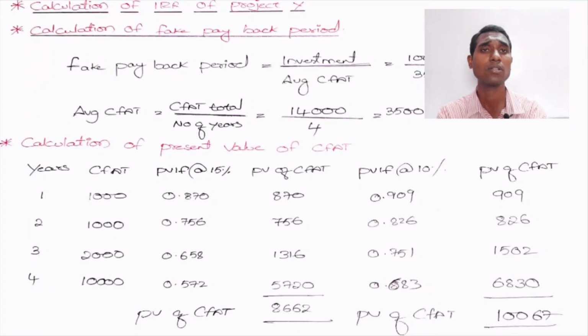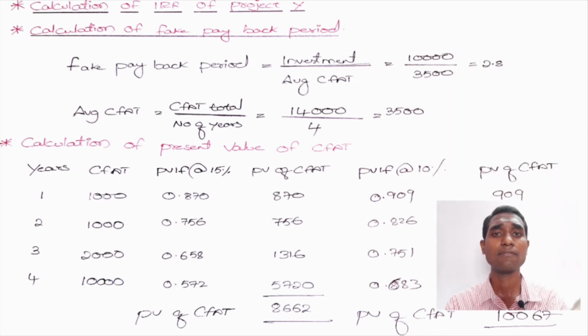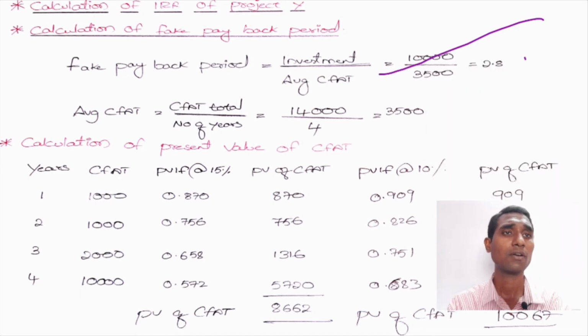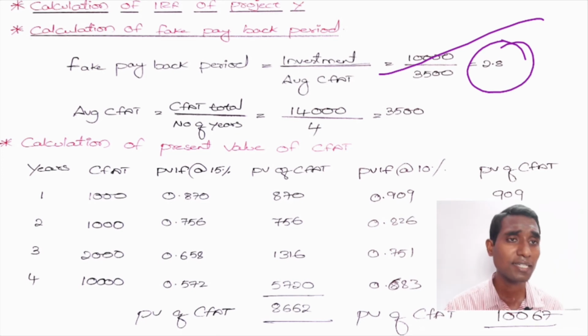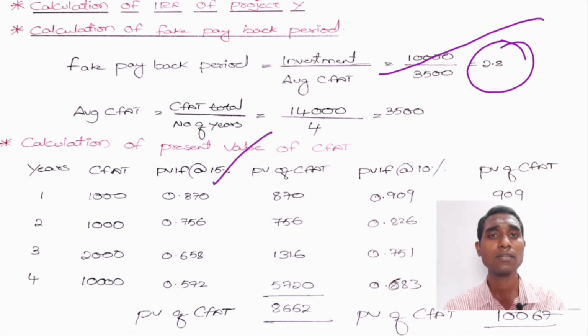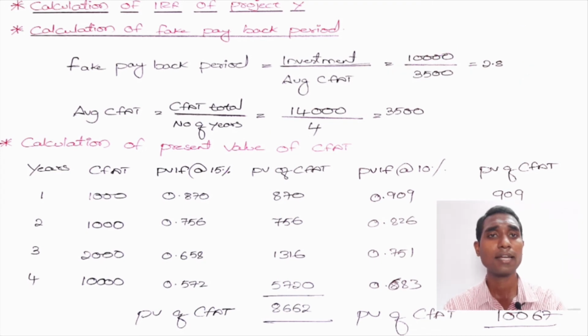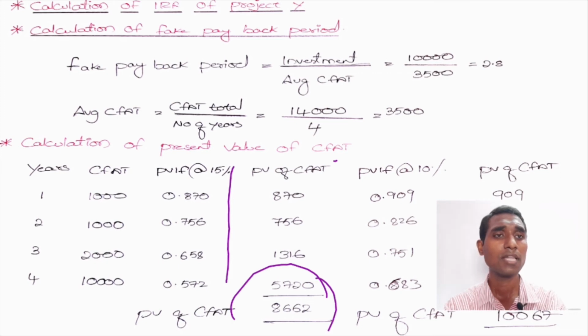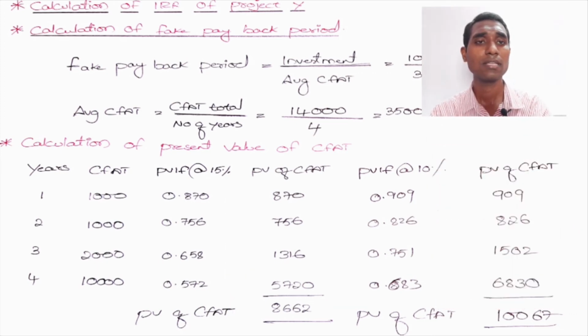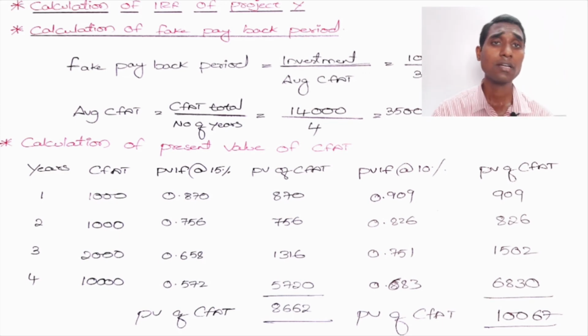We also have project Y. For project Y, in a similar way, I first calculated the fake payback period. I got 2.8. So, I looked for 2.8 in the 4 years row, and 2.8 falls under the 15% column. Then I tried at 15% by taking the CFAT and found the present value of CFAT. Then I compared this value with the investment. My project Y's investment is 10,000, and I got 8,662, which is less than 10,000.